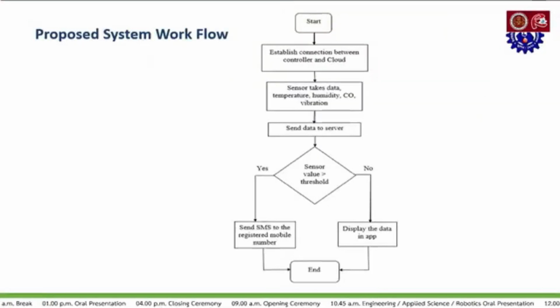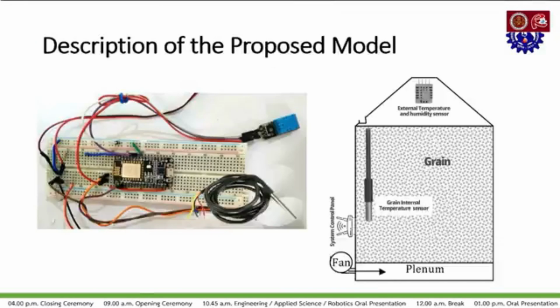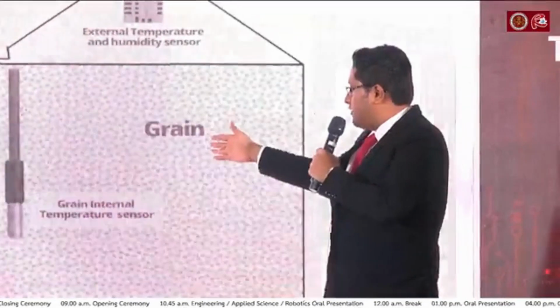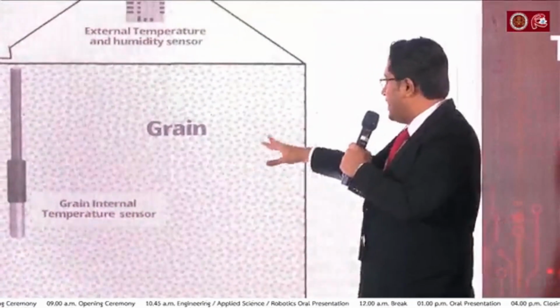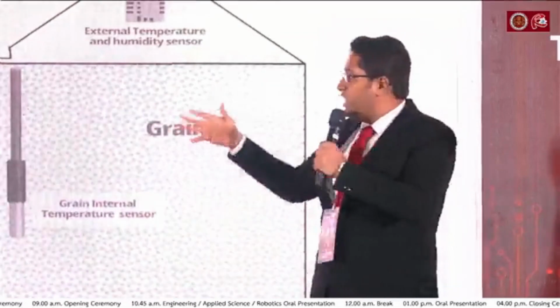And this is our proposed workflow. To start, establish a connection between the controller and the cloud. Then the sensor takes data. If the sensor value is risky, it sends an SMS to the registered mobile number, and if not, it displays the data in the app. Next slide. This is our proposed silo where we put our sensors, and the result will be shown in the mobile app.